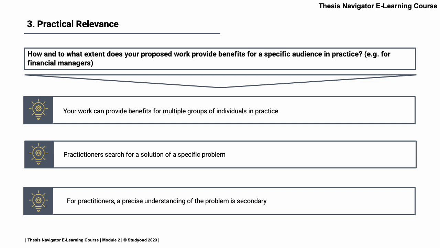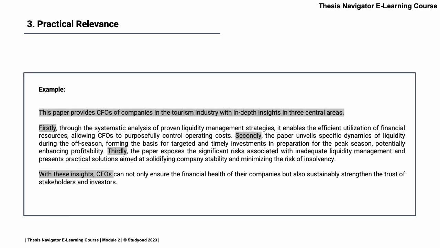The underlying biochemical and biological processes of hair loss and the question of why hair loss can be stopped are secondary for them and usually of less interest. What matters to them is whether you can solve their problem or not. A concrete example of how you can briefly and concisely formulate the practical relevance of your thesis is shown on this slide. If you like, you can pause here and read the example at your own pace.